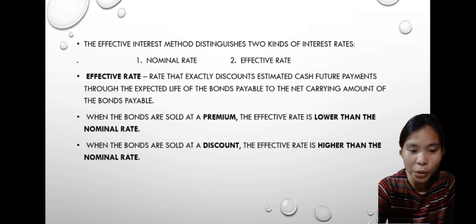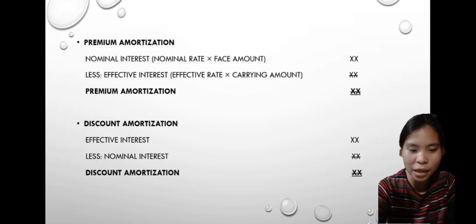So this is the formula of premium amortization and discount amortization. Premium amortization is nominal interest less effective interest, where nominal interest is the nominal rate times the face amount, while effective interest is the effective rate times the carrying amount. Deducting these two gives the premium amortization. The second one is discount amortization, which is effective interest less nominal interest.